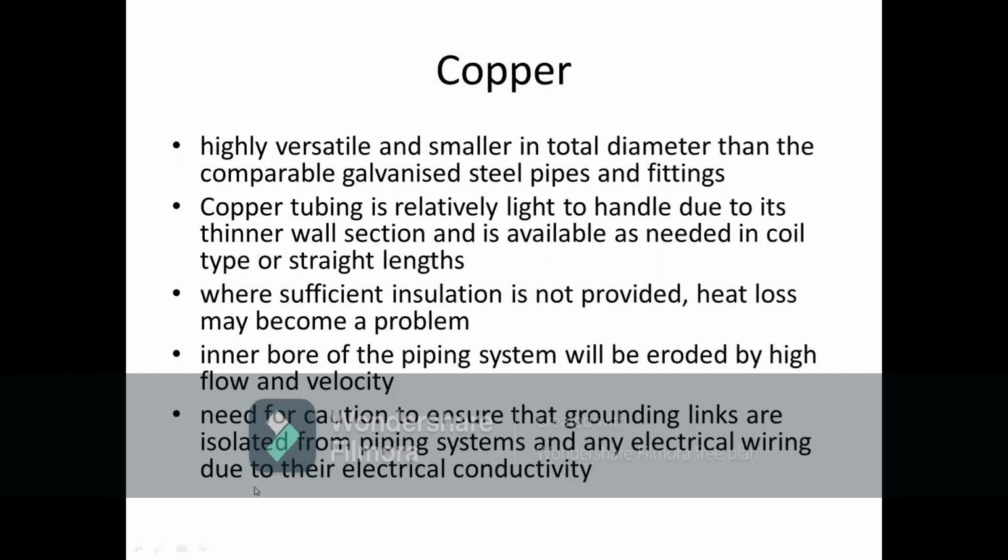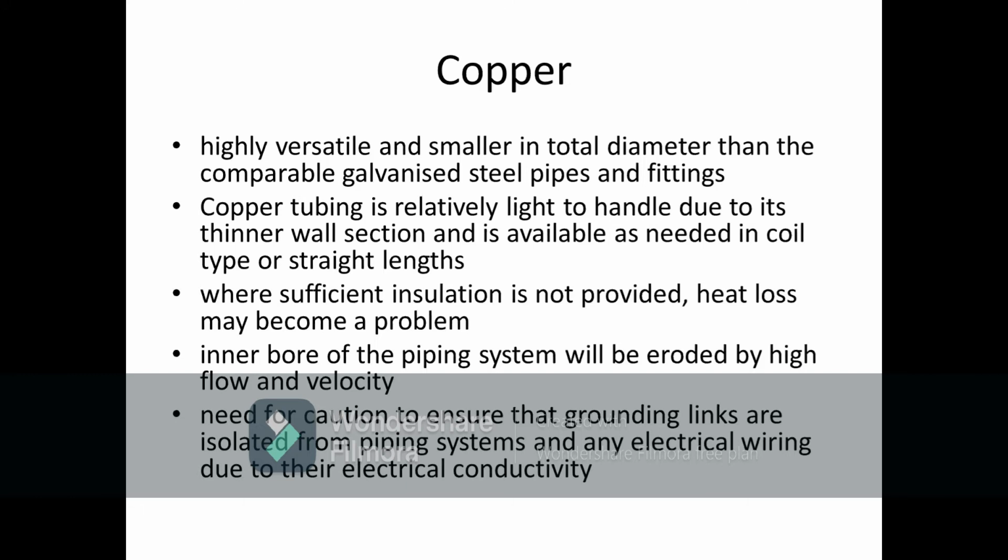The next material will be copper, and it is highly versatile and smaller in total diameter compared to galvanized steel pipes and fittings. This means that maybe the overall mass could also be less than using steel, which gives it an advantage. And we have also read that in the hands of an experienced installer, it is easy to work with. Copper tubing is relatively light to handle, as mentioned before, due to its thinner wall section, and is available as needed in coil type or straight lines. So it gives the workers, or the designers, more options to choose from.